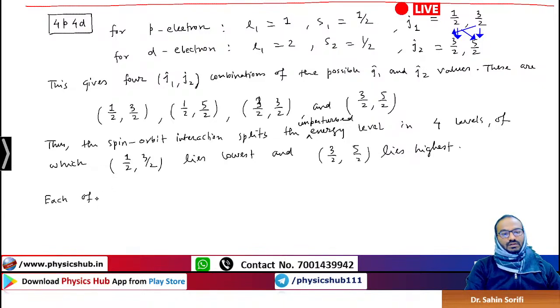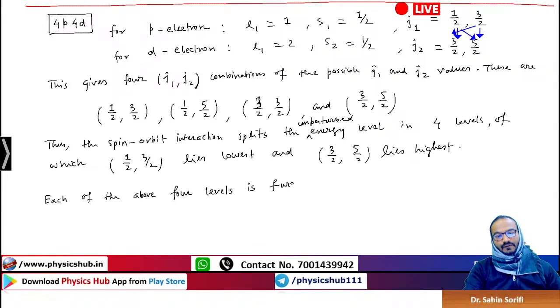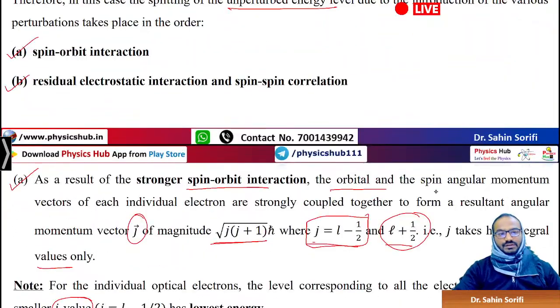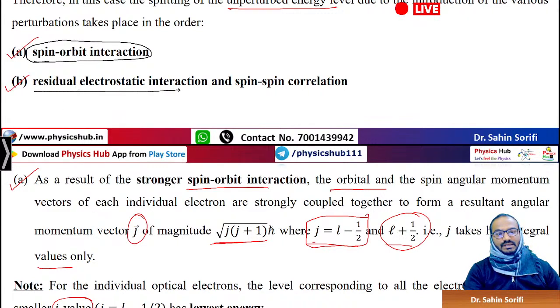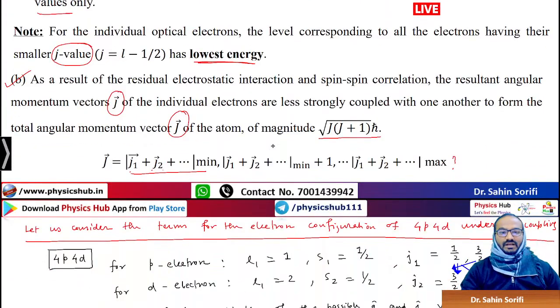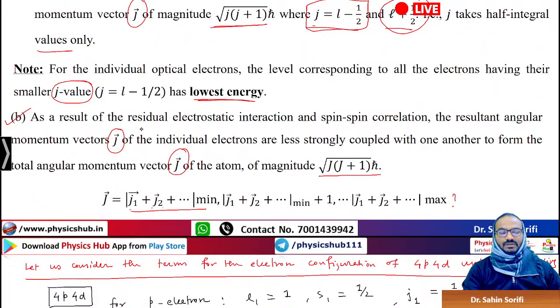Each of the above 4 levels is further split by, look, because of the first consequence, spin orbit interaction, we get 4 J values. Now this residual electrostatic interaction and spin-spin correlation will cause further splitting. And we have seen that because of the residual electrostatic interaction and spin-spin correlation, the J values get combined.